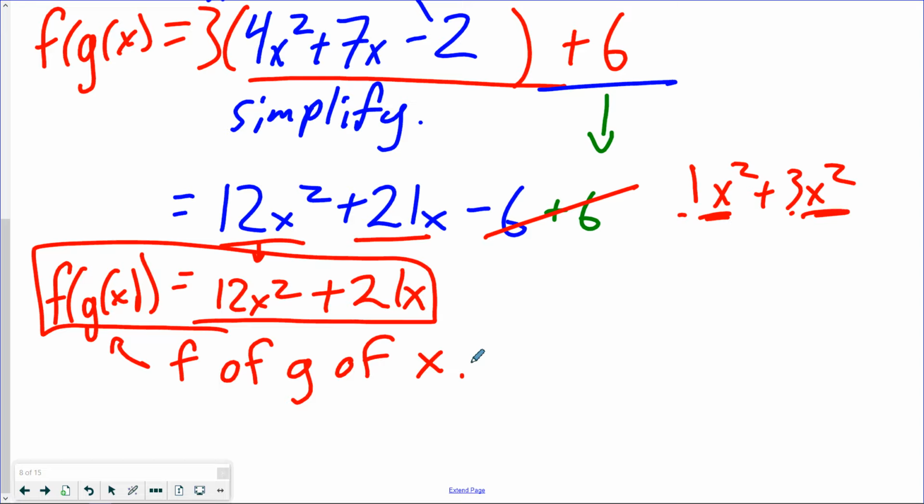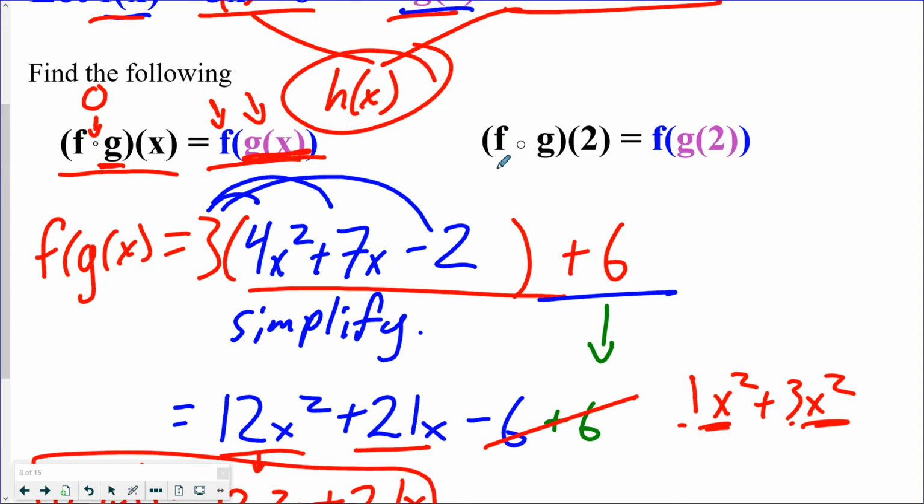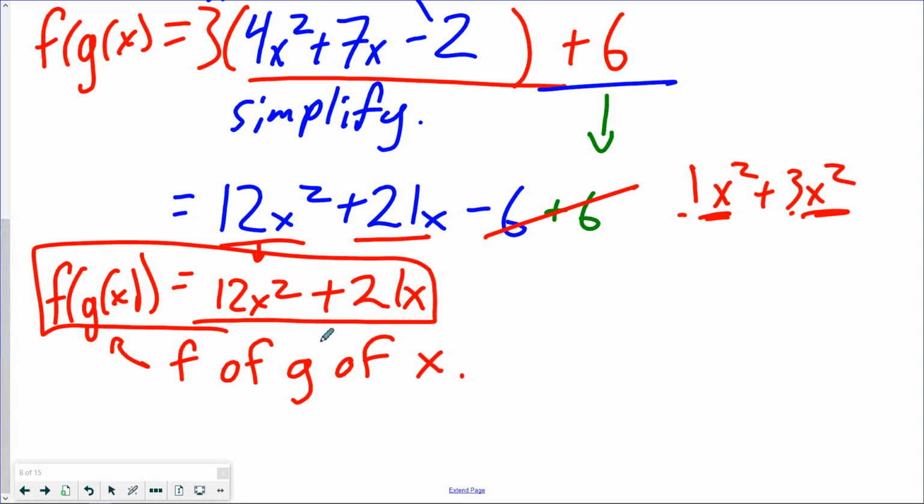Now let's go ahead and talk about evaluating these. We need to do f of g of 2. So they're telling us this x right here. Now we know what x is. It's 2. We're going to plug that in. So we have two options here. If we already know f of g of x, which we do because we just solved for it right here, if you know the finished composite function after you've done all your simplifying, you can just go ahead and plug x equals 2 into this function and simplify, and that'll give you your answer.